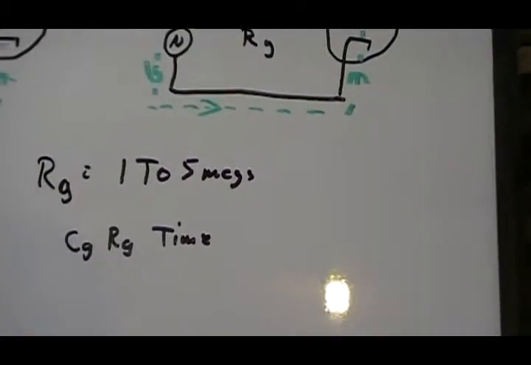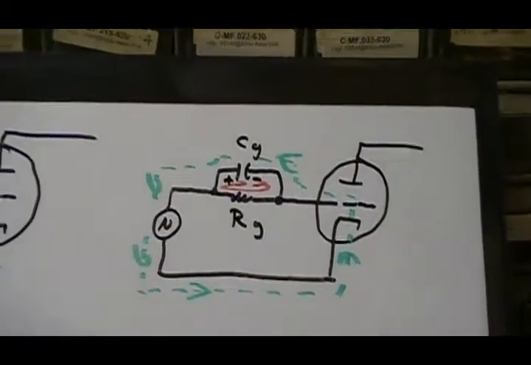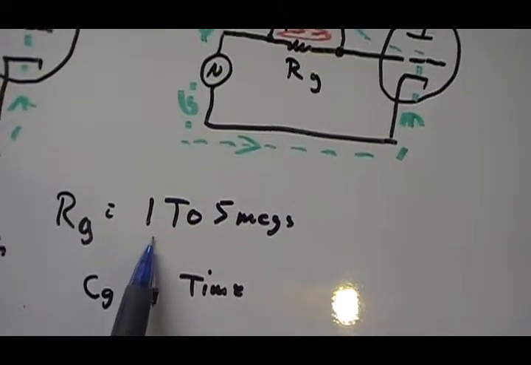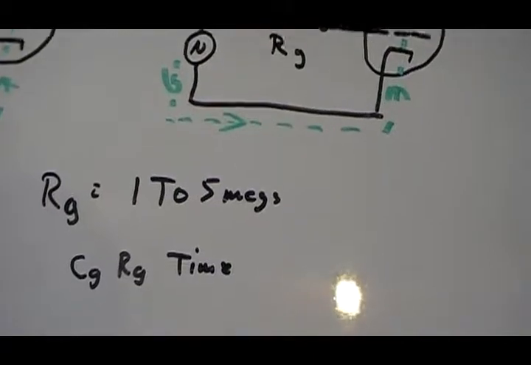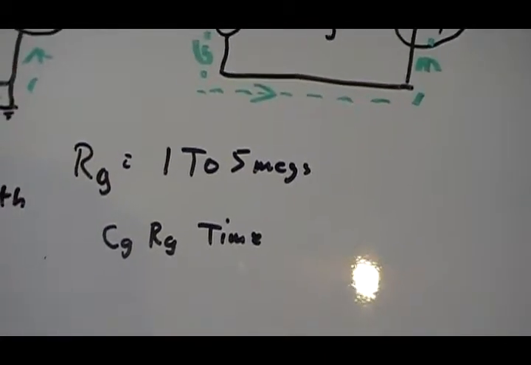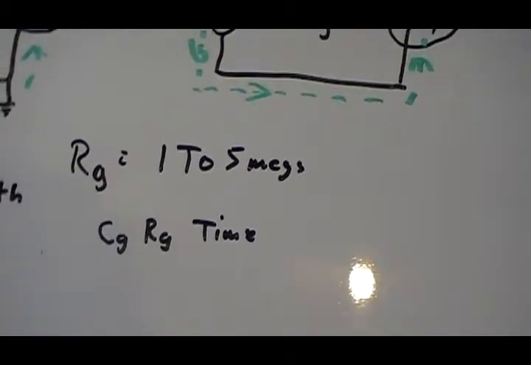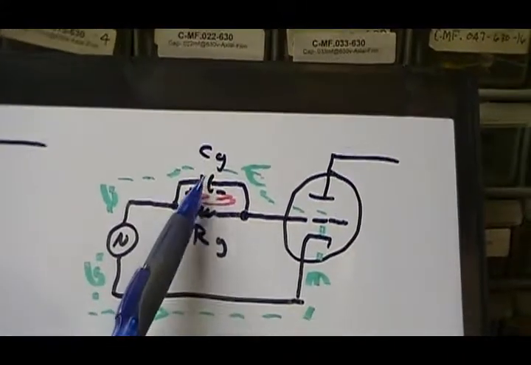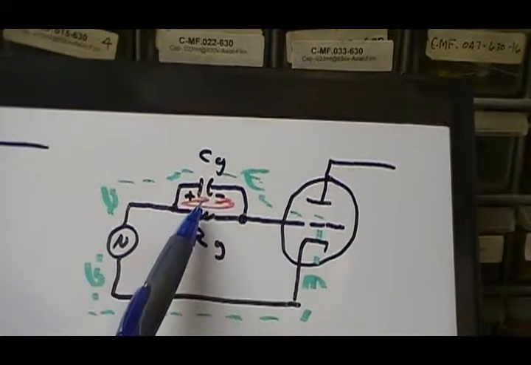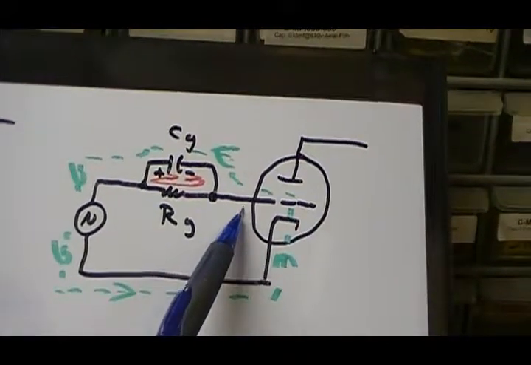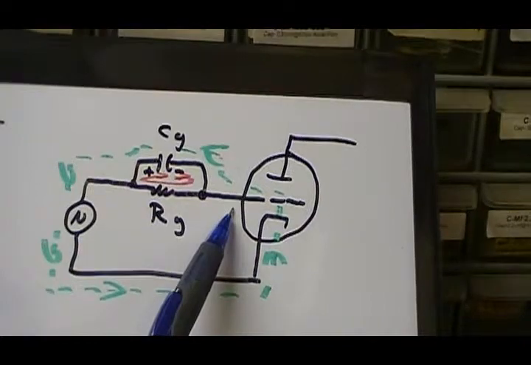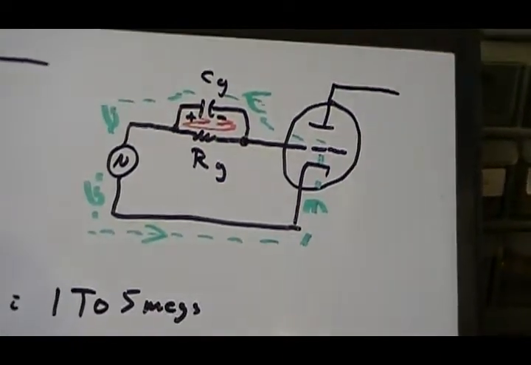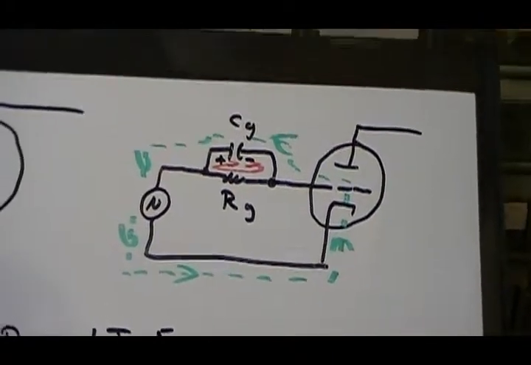Now, in order for them to work, we need to have a decent time constant. So generally RG will be sized out from 1 up to 5 megs. Generally 1 to 3 megs, sometimes as high as 5 megs, to give a pretty decent time constant so that this capacitor will never discharge below a certain point. In other words, it's constantly keeping a pretty steady negative voltage potential at the grid, and that ends up being our operating point and our bias.